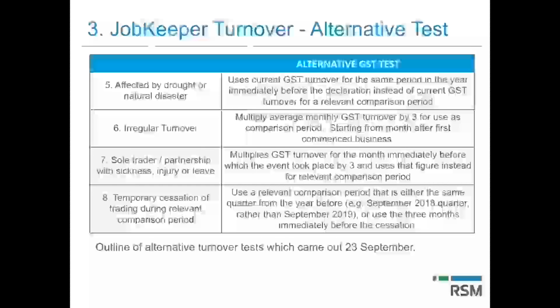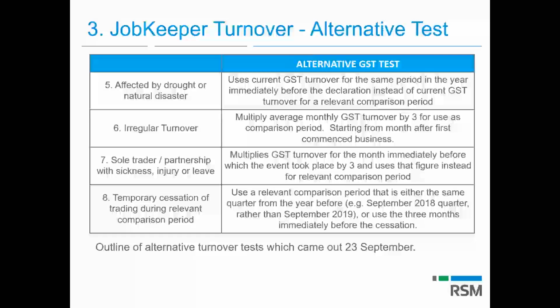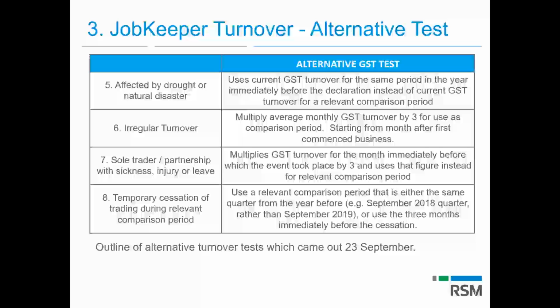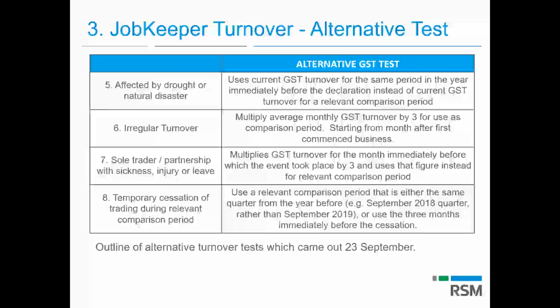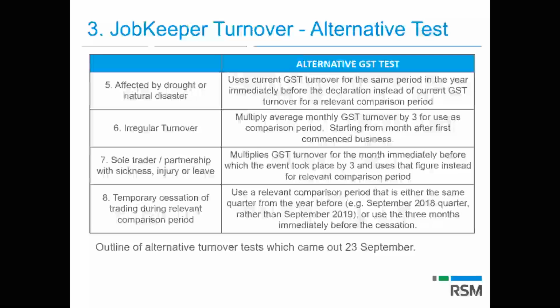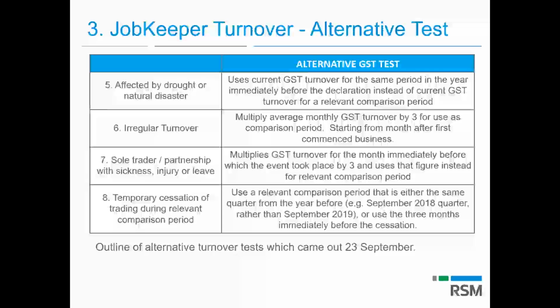The fifth alternative test available applies to those entities which are affected by drought or natural disaster, and to qualify, the entity must have conducted business or some of its business in a declared drought or natural disaster zone during the relevant comparison period, or the drought or disaster changed the entity's current GST turnover. In this case, the alternative test is to use the turnover in the year prior to the declaration. So, for example, for the September 2020 quarter, if you were drought affected in September 2019, then you would be able to use the September 2018 quarter as your comparison period.